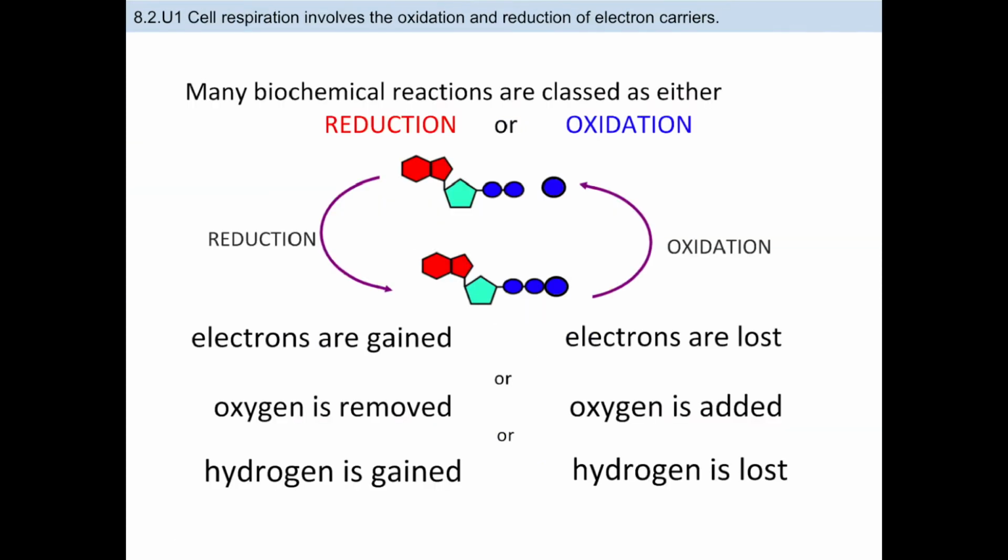Okay, here we go. So I'll emphasize again. Remember, there are 3 chemical reactions: oxidation and reduction, phosphorylation, and decarboxylation.